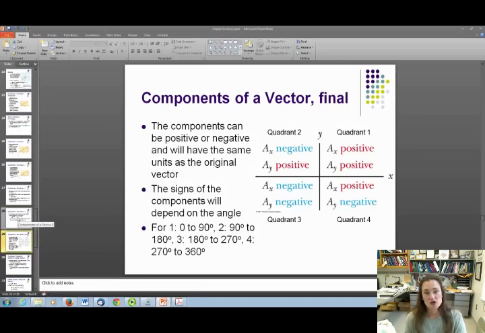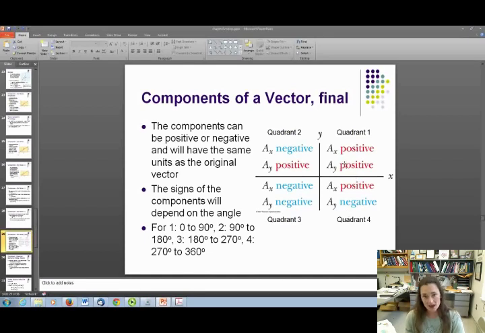All right, so the components can either be positive or negative, and they'll have the same units as the original vector, just like the Cartesian coordinates for a point would. So in quadrant 1 here, your x and your y components are both positive. In quadrant 2, you'll have negative x components and positive y components. In quadrant 3, both your x and y components will be negative, and in quadrant 4, the x components will be positive and the y components will be negative.